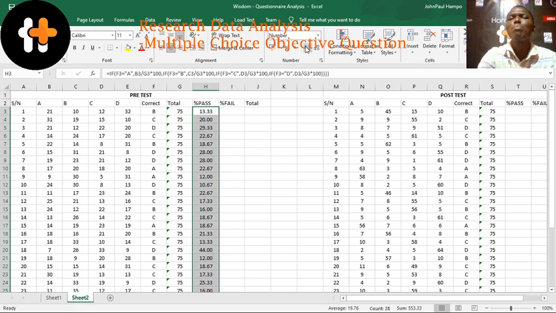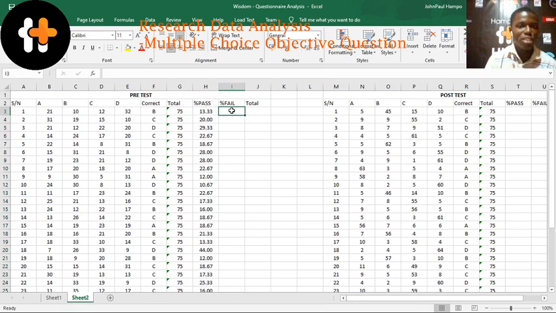Now, how can I get the percentage of fail on each question? The percentage of fail on each question is the sum of those that did not get the answer. So, or you say the answer multiply, subtract the sum of those that got the answer from the total number, divide by the total number that answered it, and you get your percentage failure. I'll show you two methods.